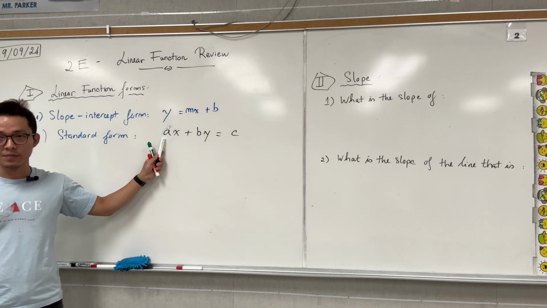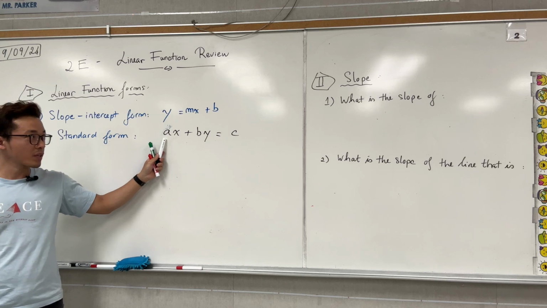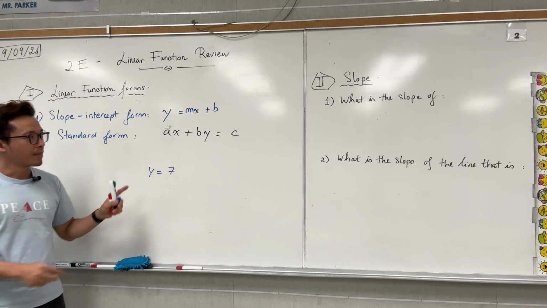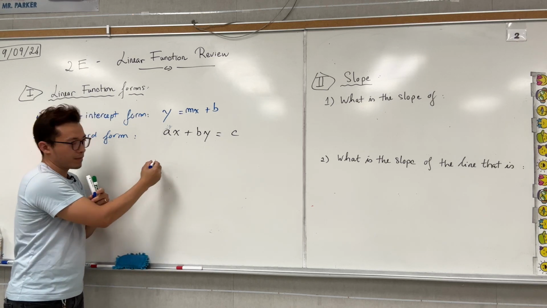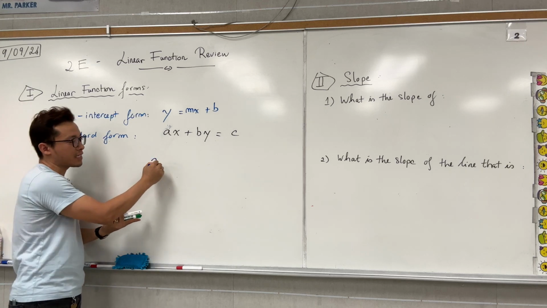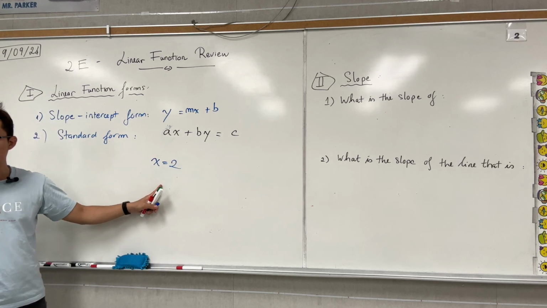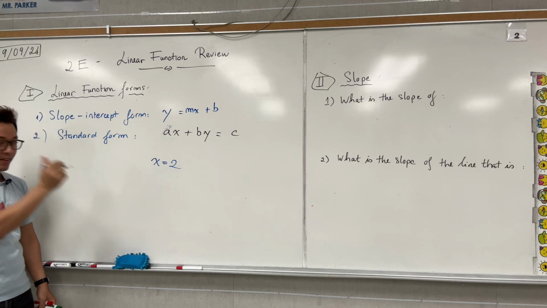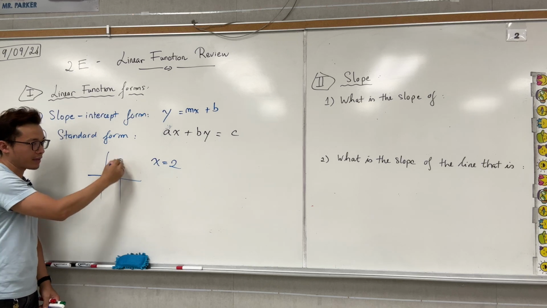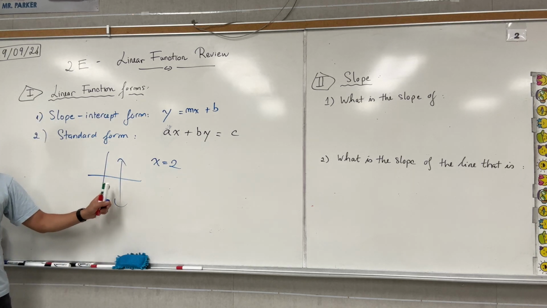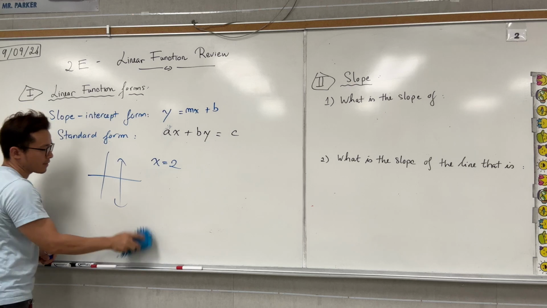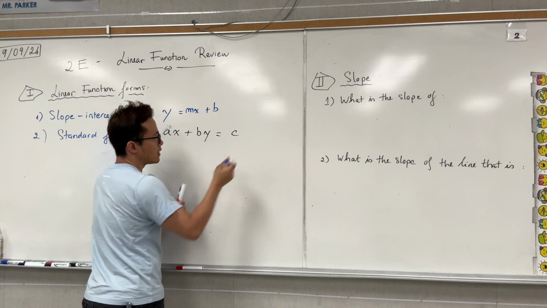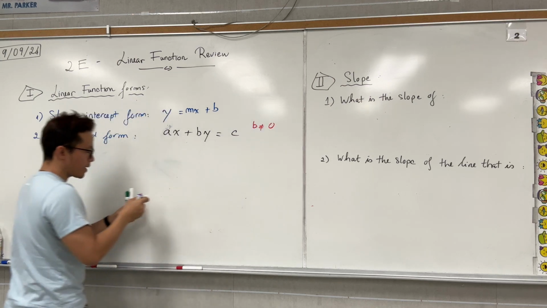Can A be 0? It's okay. If A is 0, like when you have Y equals 7, no X is okay. But can you have no Y? If you don't have any Y, that means X equals 2. Is that a function? It's a vertical line. X equals 2 is a vertical line. That's not a function. It fails the vertical line test. Very good. So in this form, B must not be 0. Keep that in mind.